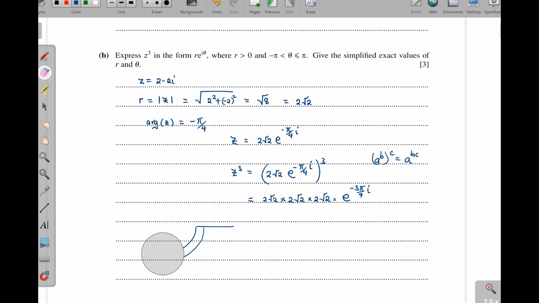All right. Now we can proceed here to simplify. Our z cubed is going to be 2 times 2 times 2. That one will give us 8. Now, root 2 times root 2, that one will give us a 2. Then we remain with the root 2. So 8 times 2, that is 16. Then root of 2. So we shall have 16 root 2, then e to the power of negative 3 pi over 4 i. Just like that.